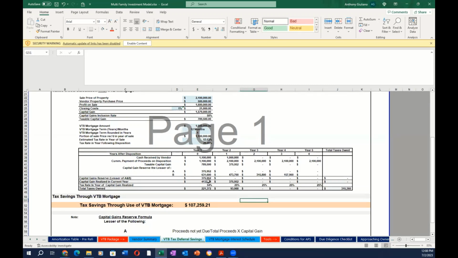now instead of you having a capital gains reserve of 150,000 that I previously showed you, now of that $789,000 taxable capital gain, 375,000 of that is going to be sheltered into the next year, which is great for you, Mr. Seller, because you're not going to pay taxes on the full amount this year. You're going to pay it next year.